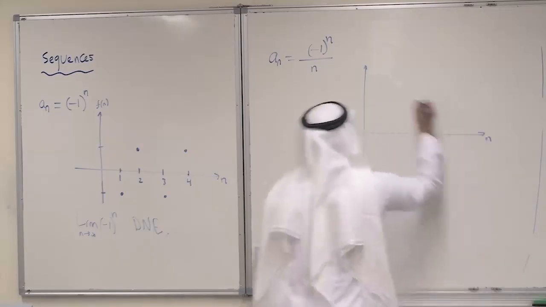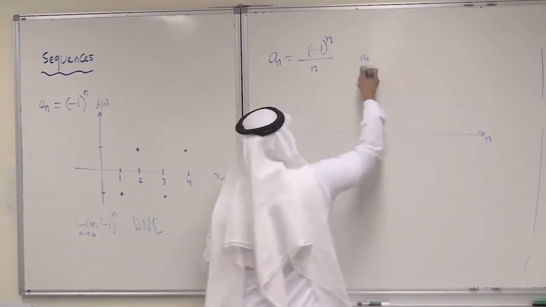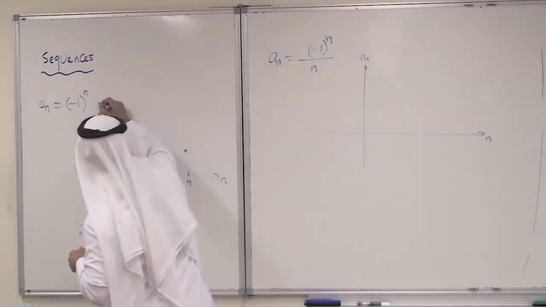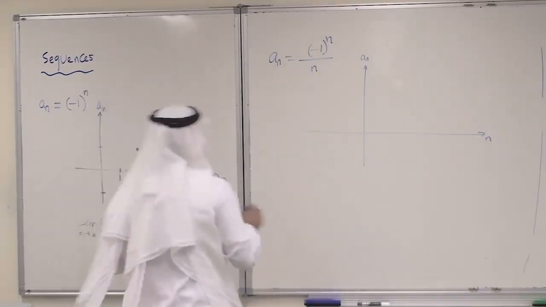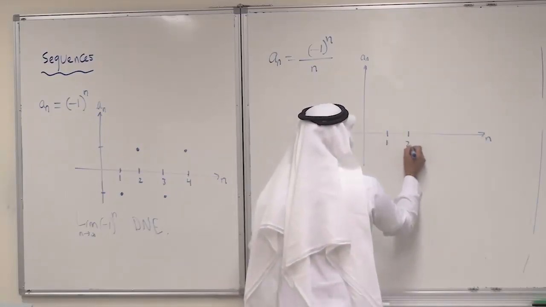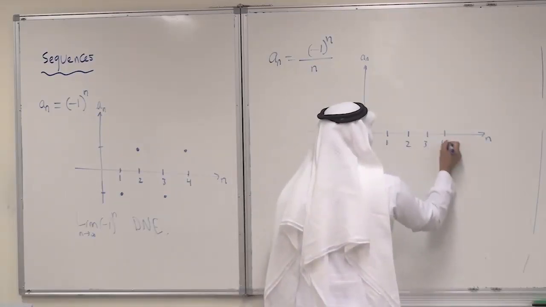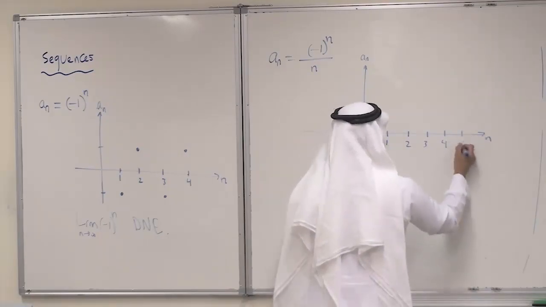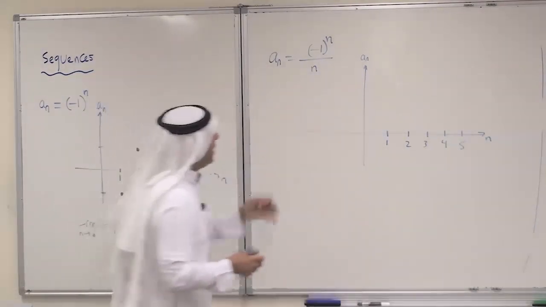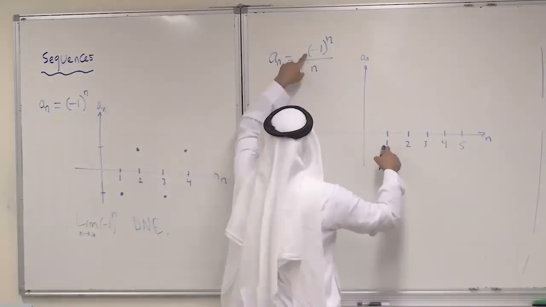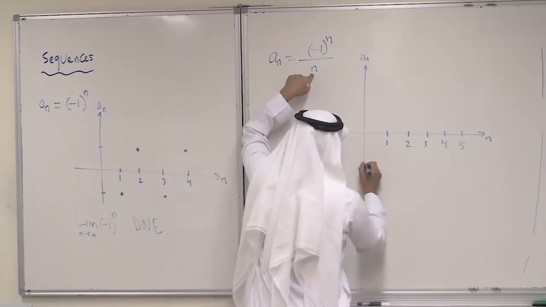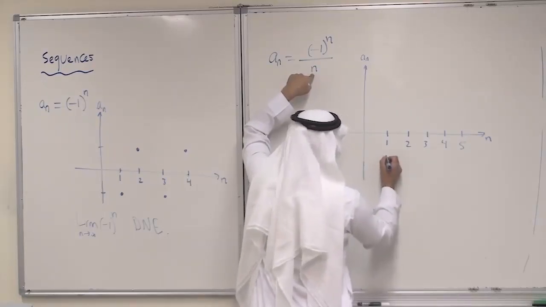This is n. This is a_n, or f of n. We call this one f of n, it's supposed to be simply a_n. So let us say this is 1. This is 2. This is 3. This is 4. And we move like this, 5, and so on. So at n equal to 1, this is minus 1 to the power 1. That's minus 1 over 1. That's minus 1. So yes, we are here.